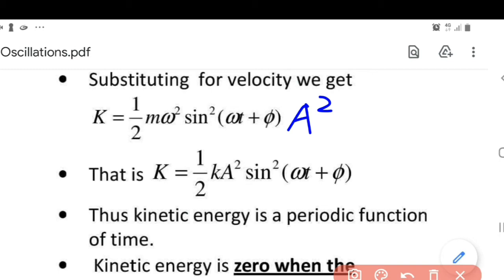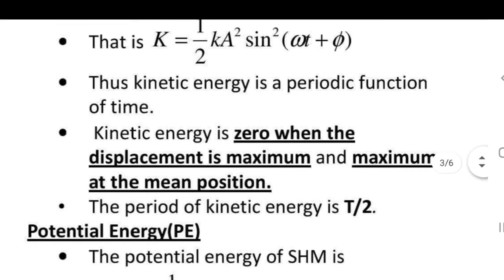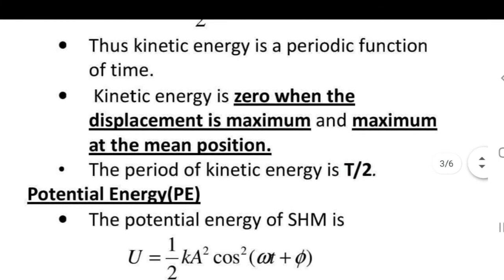Now in the expression for kinetic energy we have a term m omega square. You know omega square equals k by m, so m omega square equals k. So we can replace m omega square with k. The expression for kinetic energy becomes half k A square sin square(omega t plus phi). So that means kinetic energy also is a periodic function of time. We have already obtained velocity, acceleration, all expressions, and they are periodic functions of time. So kinetic energy also is a periodic function of time.